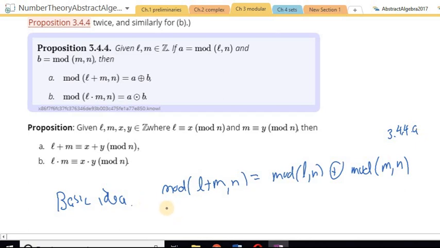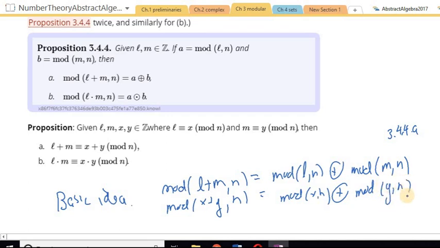Okay. All right, and then on the other side, if we were going to use it on x and y, we'd say mod of x plus y, n, equals mod x n plus mod y n. Okay, so that's also 3.4.4a. So I've used 3.4.4a twice. Now, what can I do with this?